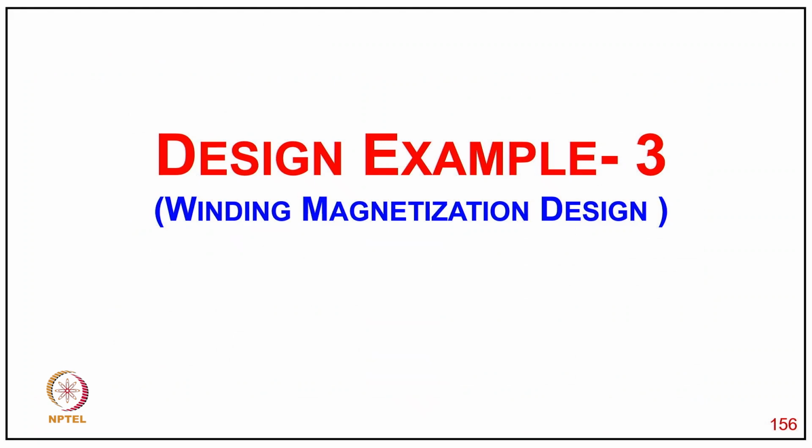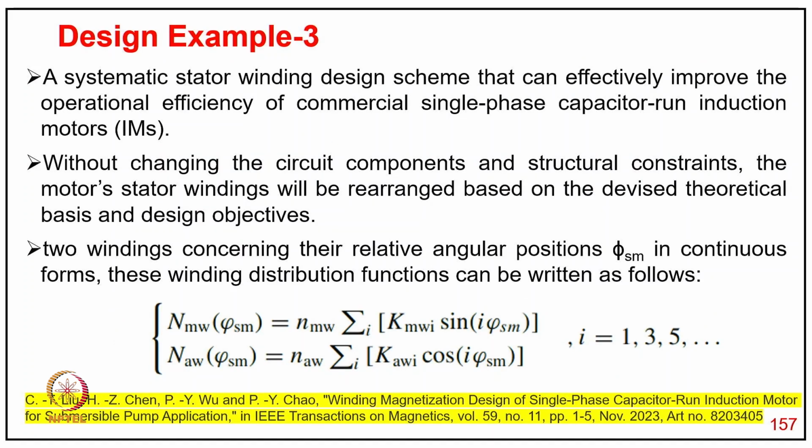So now coming to design example 3, winding magnetization design. A systematic stator winding design scheme that can effectively improve the operational efficiency of a commercial single phase capacitor motor without changing the circuit component and structural constraint. The motor stator winding is arranged based on the theoretical basis of design, with the two windings considering their relative angular position in continuous form.